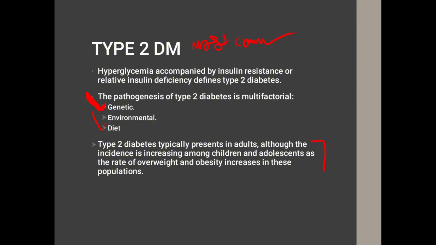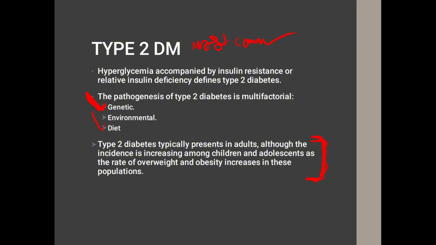And type 2 started to increase in the young population because of, let me say, bad diet. In the last century, a lot of fast food was introduced to society, fat, etc., which has led to an increase in type 2 diabetes.